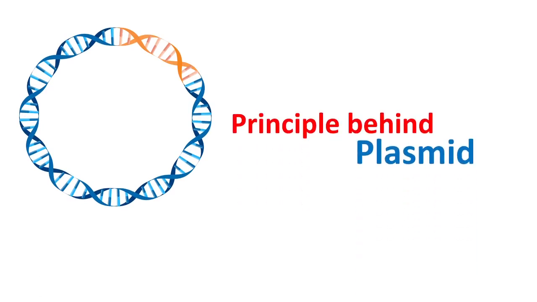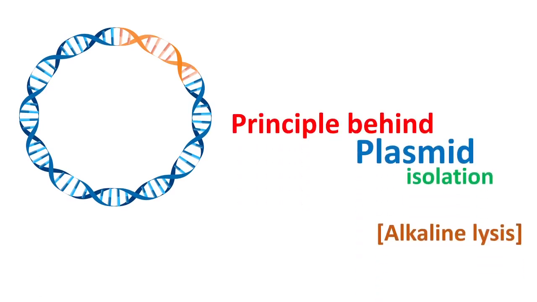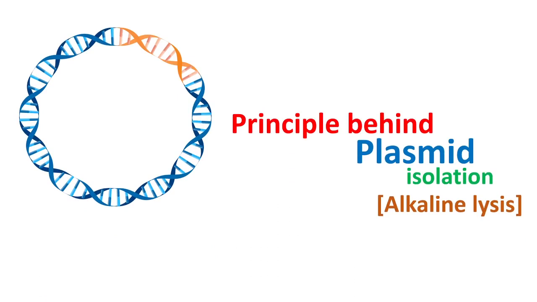Today we will discuss the principle behind plasmid isolation. What is the difference between DNA isolation and plasmid isolation? How can we isolate plasmid from bacteria? This is what we are going to discuss. As we know, DNA isolation can be done through the phenol-chloroform method. Plasmid isolation is done by another protocol called the alkaline lysis method, which we are going to discuss today in this video.